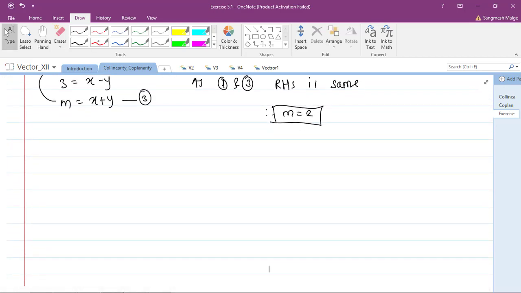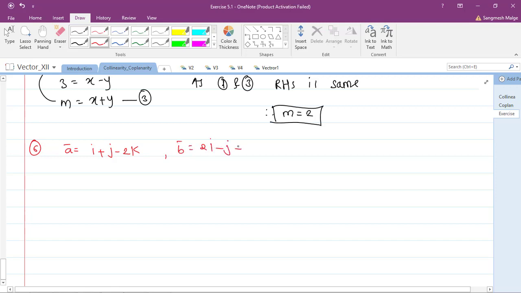Okay, so we will see one more question here. Question number 6. If A bar, B bar and C bar are given, then find the scalars m and n such that C bar is equal to M A bar plus N B bar. It's very simple, the same question. See, the concept is the same, they are just giving different numbers. A bar equals this, B bar is equal to 2i minus j plus k, C bar is equal to 3i minus k. So I request every one of you, please stop this video and try to get the values of m and n.